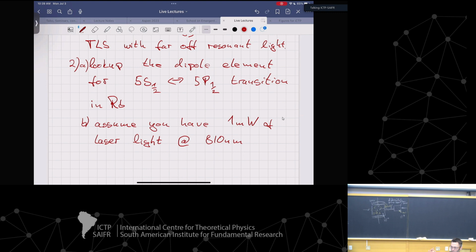Very importantly, now I gave you a power. Power doesn't tell you much. Power tells you something, but I should also give you a focus: you are going to focus this laser light down. So you have 1 milliwatt of laser light at 810 nanometer, focused to, let's say, 1 micrometer squared. Of course, when you focus light, it has some intensity profile, but here you could just assume kind of an even spot that is 1 micrometer in diameter, or the area of that.